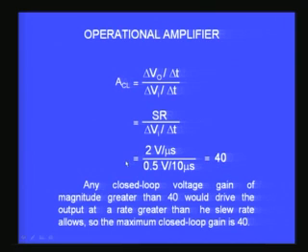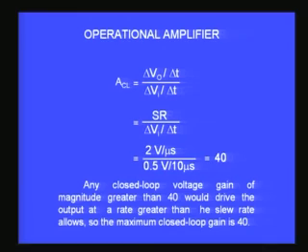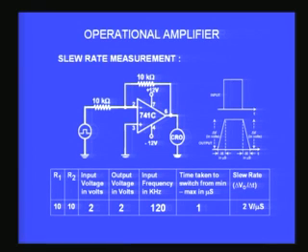That means I cannot design using this operational amplifier, which has a slew rate of 2 volts per microsecond, any gain greater than 40. That is what it means. Therefore, this puts a restriction on the gain that I can achieve for a given amplitude of the input voltage.